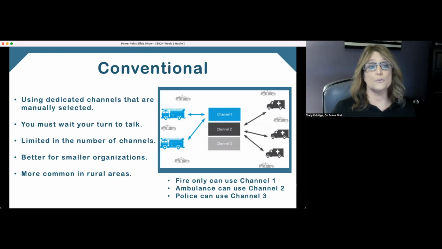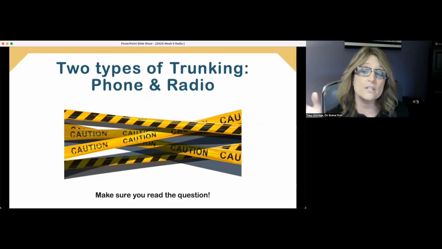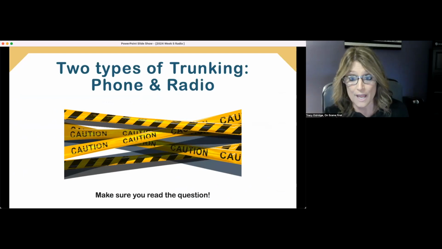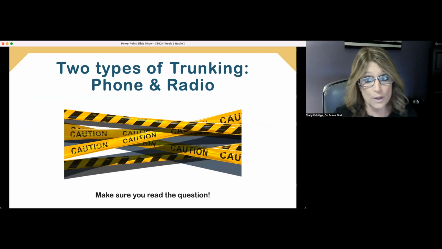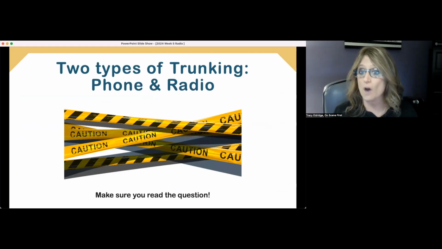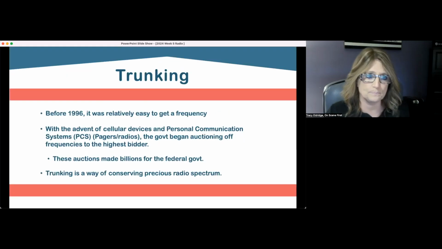We're starting to move towards a trunking system, which is going to look a little bit different. But when I mention the word trunking, I want you to know that there are two types of trunking: phone and radio. And we are going to go over both of them. So today we're going over radio, and eventually we're going to go over phone. So what does that mean? When you take your exam, make sure you understand the question as it pertains to which type of trunking it is talking about. Don't make an assumption that it's trunking on the radio side when the question is actually relative to the phone side. So just use caution there.